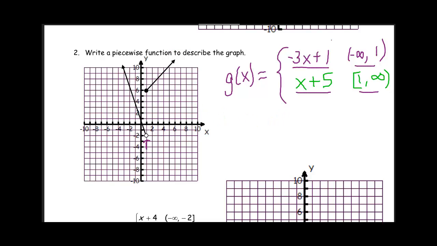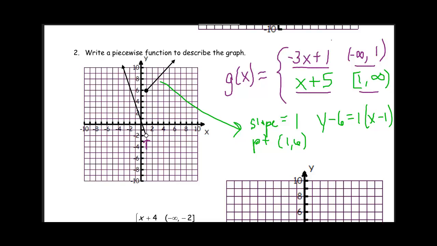So let's talk about this graph in point-slope form. So we know that its slope is 1, and we know that a point on this graph is 1, 6. So if I made point-slope form, I'd say y minus 6 equals 1 times x minus 1. And then if you just change this into slope-intercept form, you'd get y equals x minus 1 plus 6, which brings you back to the y equals x plus 5.